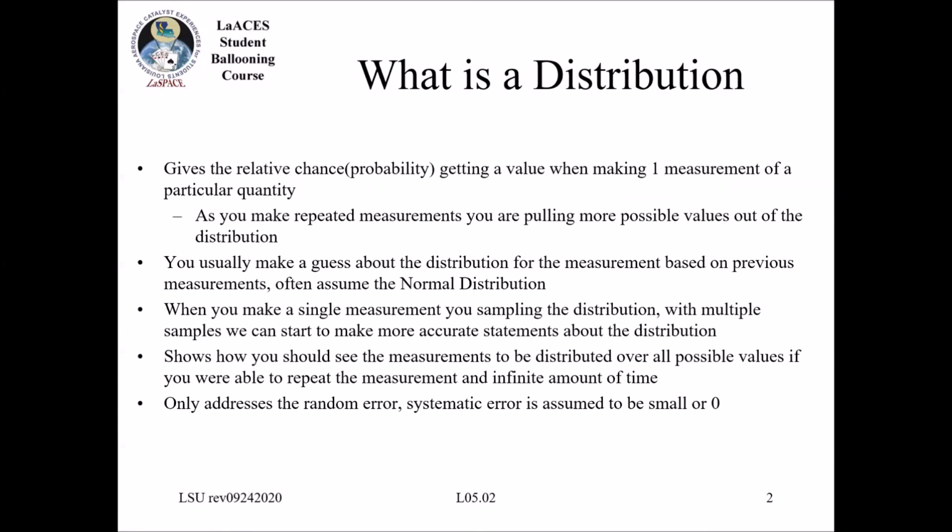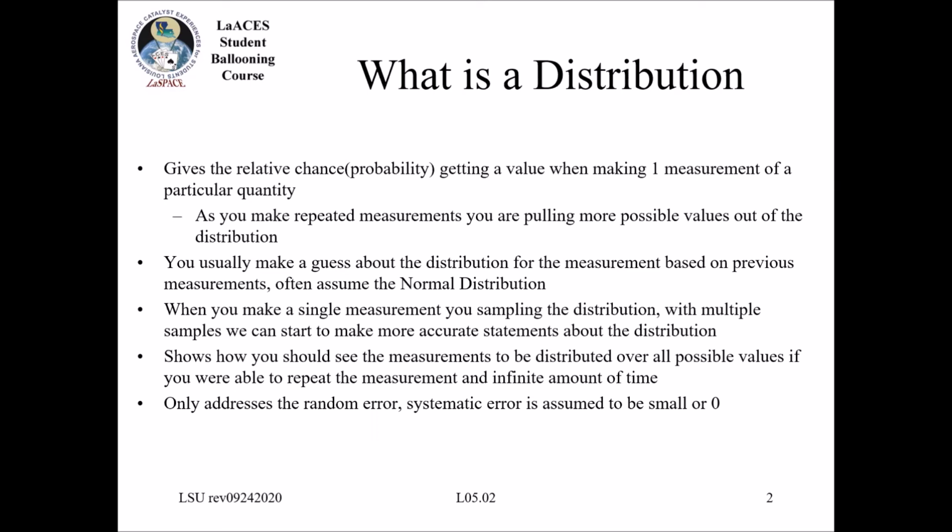So one thing that was mentioned during the previous lecture was we said that random errors follow some sort of mathematical distribution, but we didn't really talk about what exactly that means. Well, all a distribution is, is some sort of function that tells you the relative chance or the probability of getting a particular value of a measurement. So when you are making a measurement, you're basically pulling a sample out of that entire possible range of samples, each with a different probability.